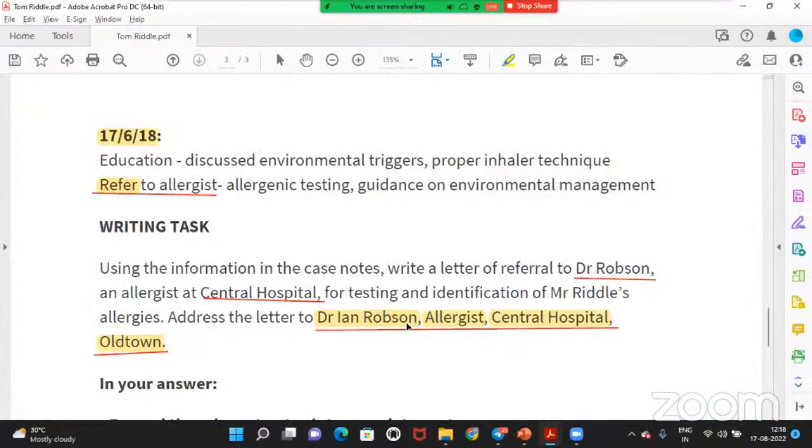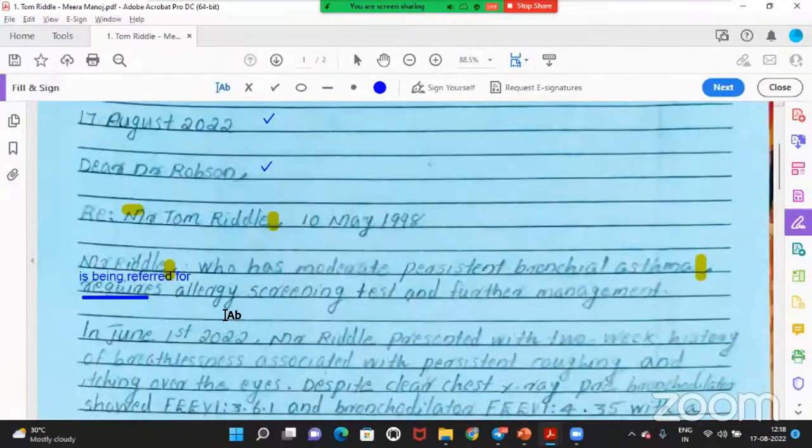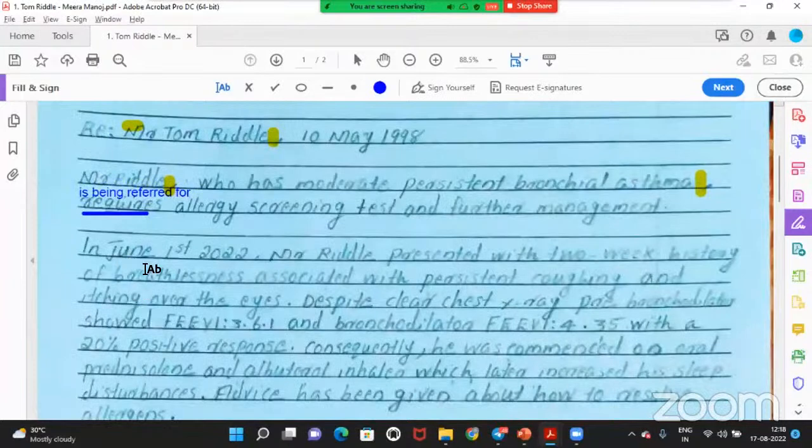Or a definitive diagnosis. This is right, no problem. Allergy screening test and further management. Fine. Not in June, because it is a date, but on 1st June 2022. That's why always write the date first, then it will be perfect.